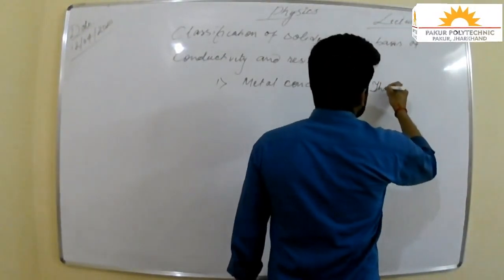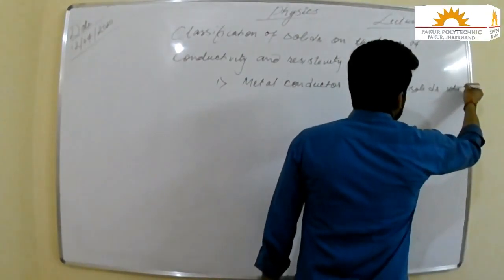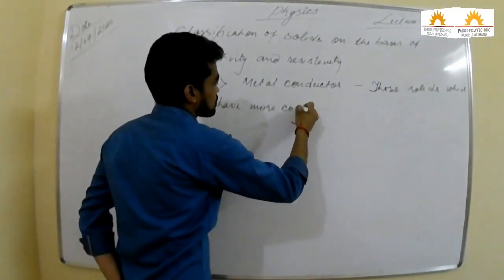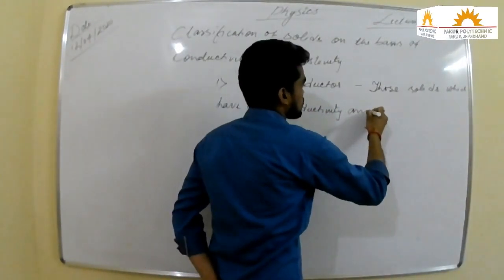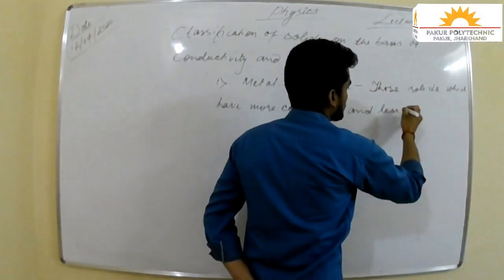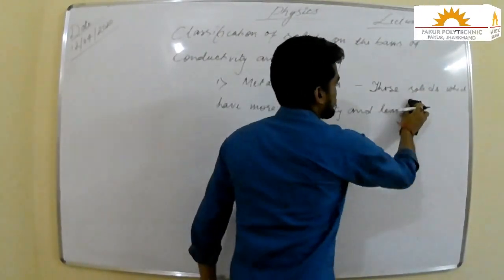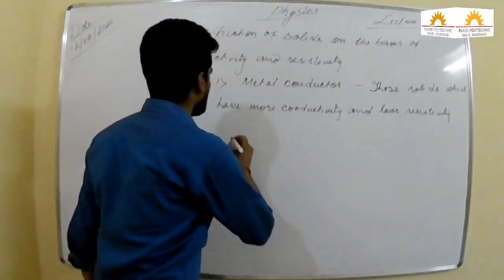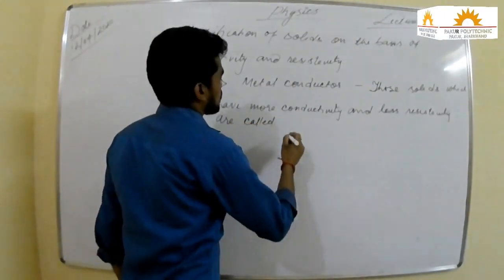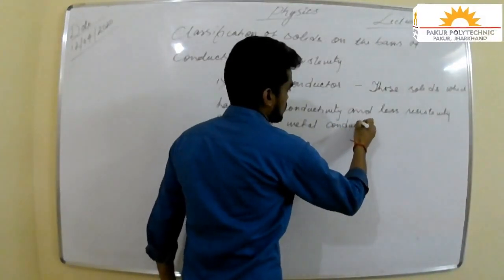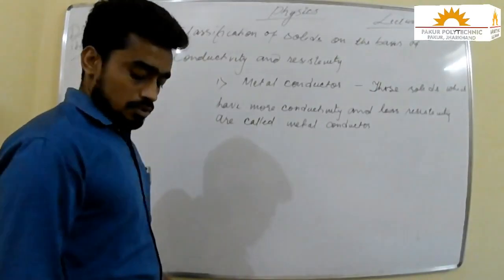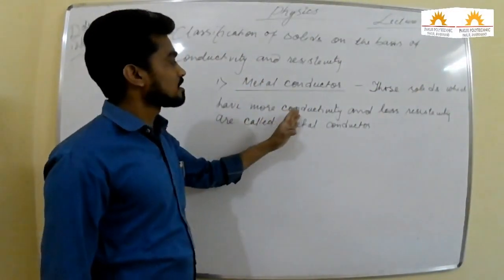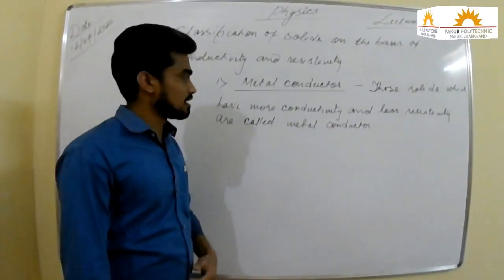So those solids which have more conductivity and less resistivity are called metal conductors. So the metal conductors, those solids which have more conductivity and less resistivity are called metal conductors.